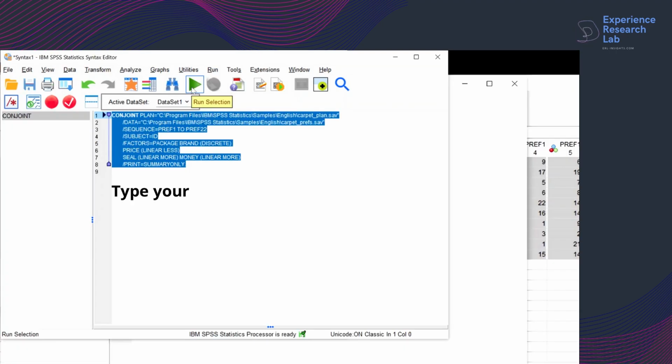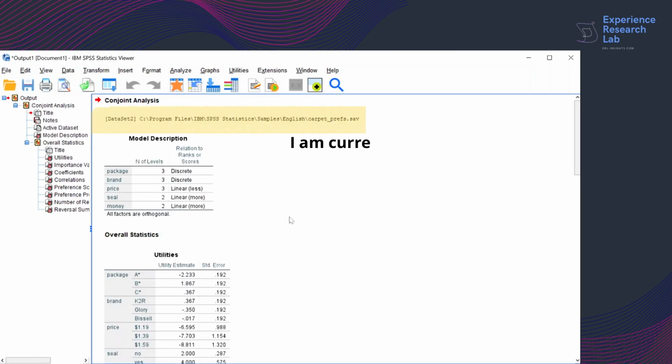To analyze the data, SPSS requires a syntax which specifies the files and their locations, the order of preferences, the subject's identifiers, the factors or attributes considered for the new carpet, and the details of the output. The output comes with a title, notes, if any, and information on the active dataset. The model descriptions highlight the factors and the levels considered for the plan.